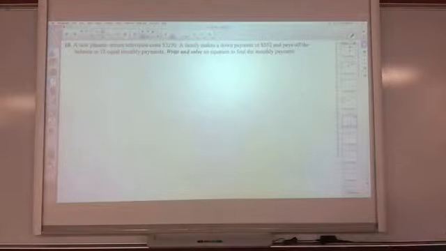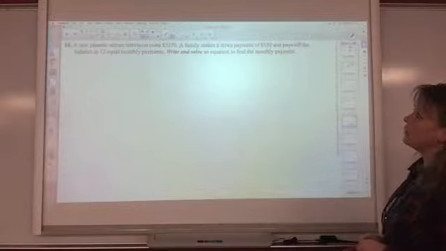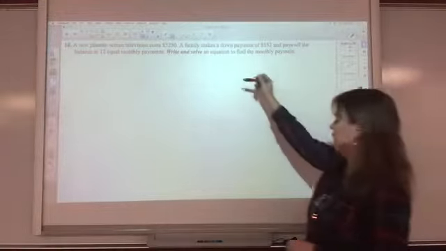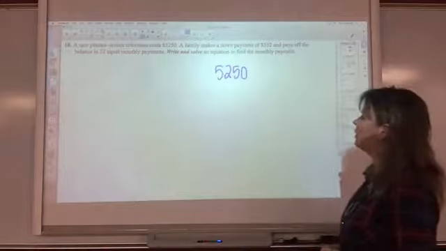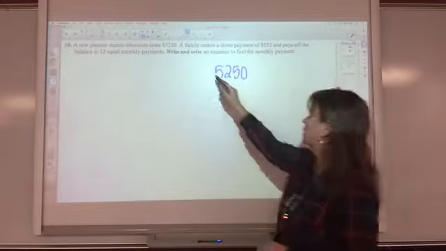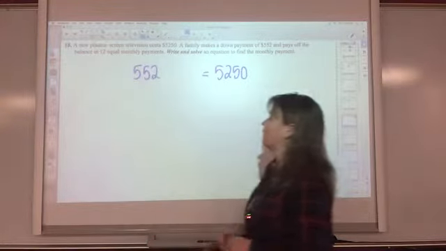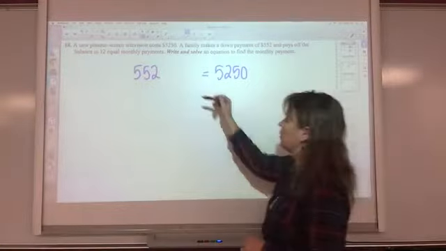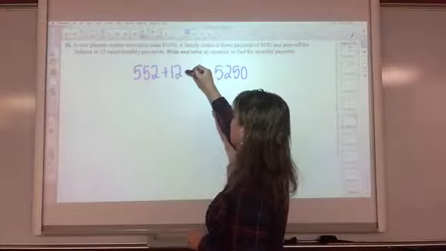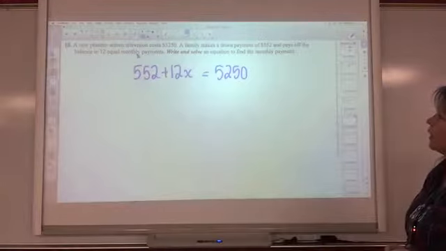Number 18. This is probably too small to read from the camera, but you have your paper in front of you. A new plasma screen television costs $5,250. We already know the total cost. A family makes a down payment of $552. They already took care of that. They already paid for that. Pays off the balance in 12 equal monthly payments. 12 payments, but we don't know how much those payments are. So that becomes our variable. Write and solve an equation.